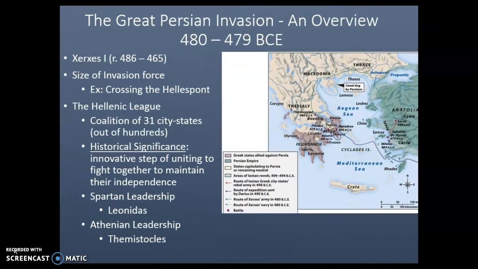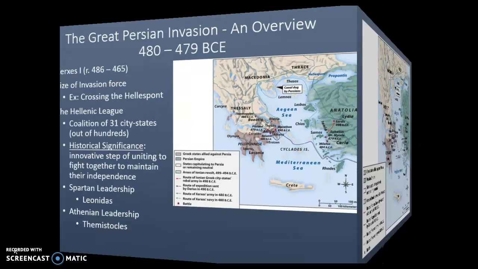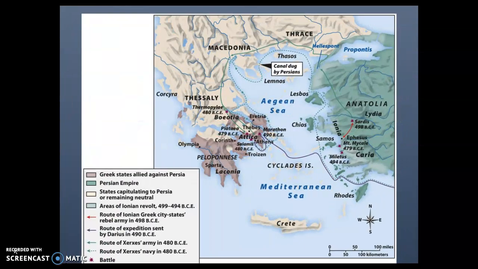Nonetheless, a massive army. What the Greeks did here was extraordinary. They came together. Remember, Greek city-states are independent. Here, though, they joined forces, 31 of them. Really, that's a small amount out of the hundreds, but 31 city-states say, we are going to unite to maintain our independence. They give the Spartans leadership of the military, the infantry, because of course you would, with the great king Leonidas, and the Athenians take over as the naval force, because that's their strength, with the great general Themistocles.